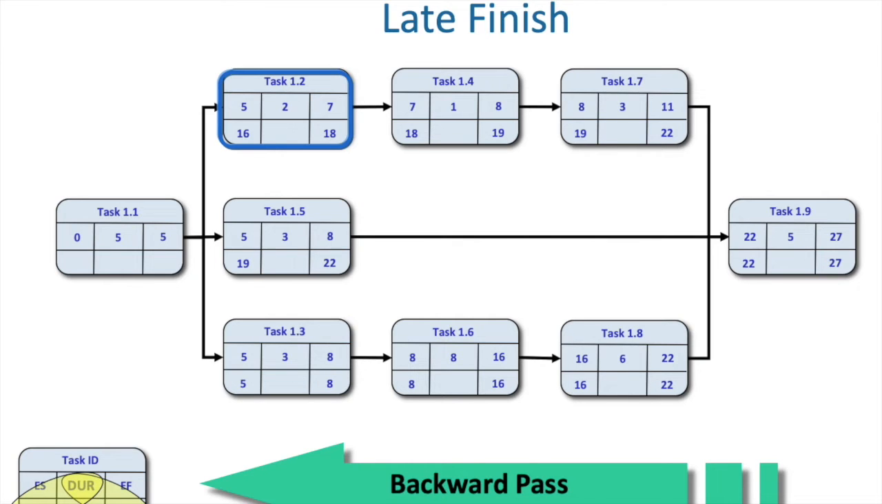I'm on 1.2 right now. Then ultimately we get to the end of it, going backwards to task 1.1. And we take 5 away from 5 equals 0. So there we have our backward pass. Now we're going to do one more thing to determine what our float is.